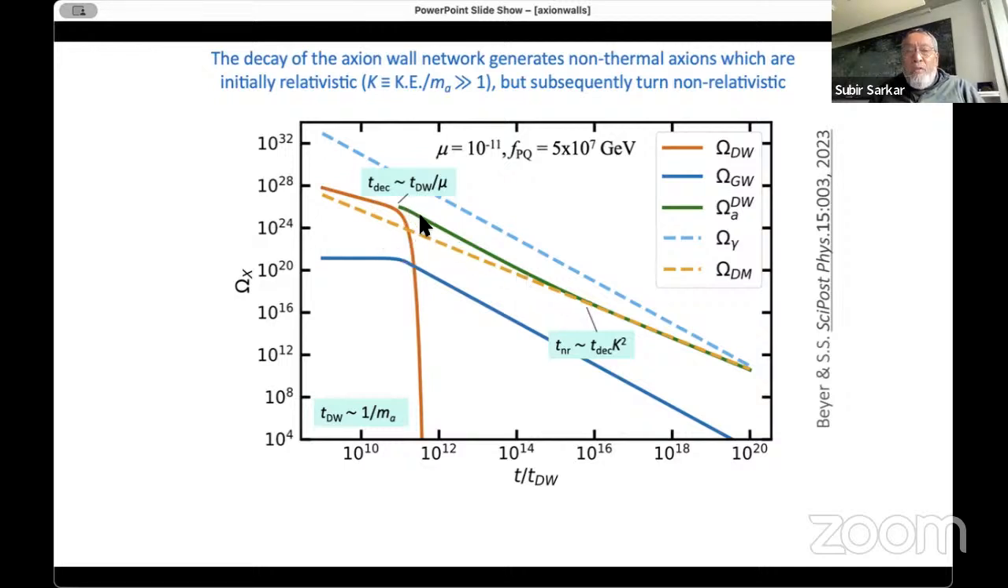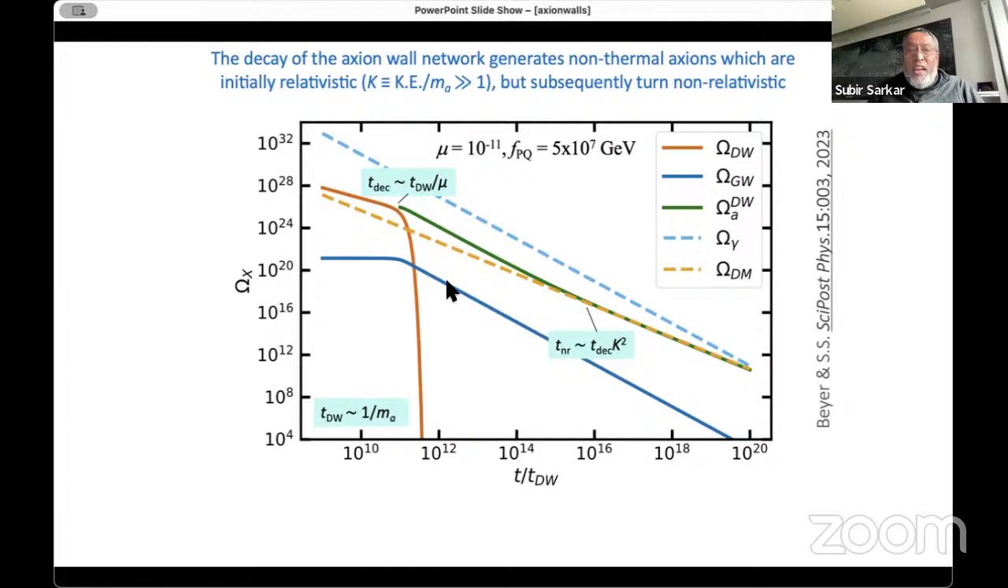And basically, we have to see that this green line goes down to the point where the axions become non-relativistic, and then they also become dark matter. But that dark matter cannot exceed this brown line. So this green line had better meet the brown line and stay behind it. This is the limiting case, right?